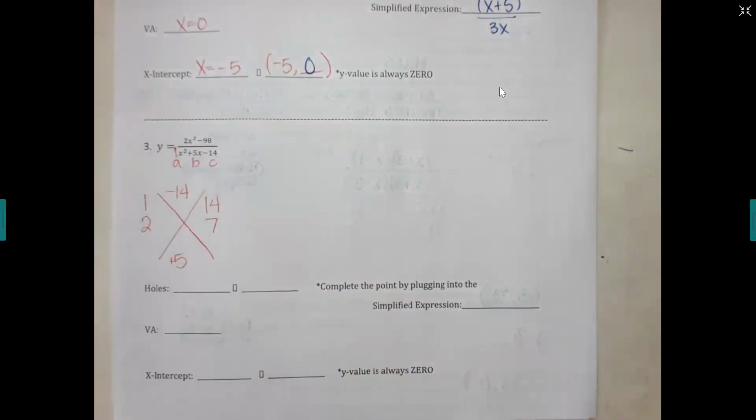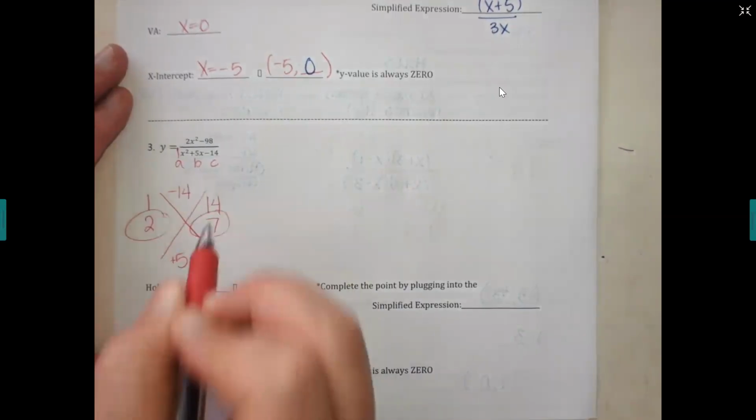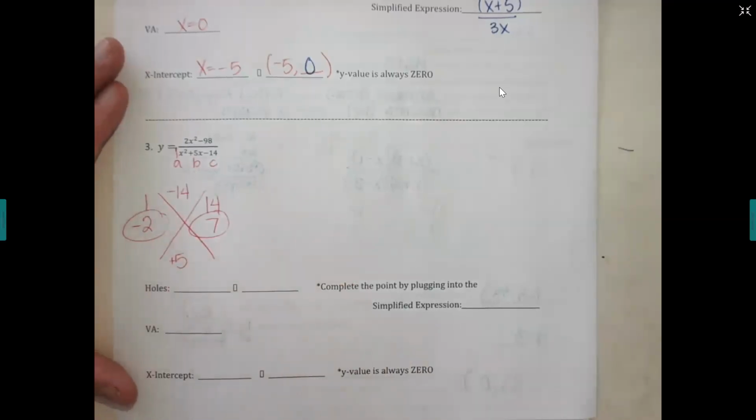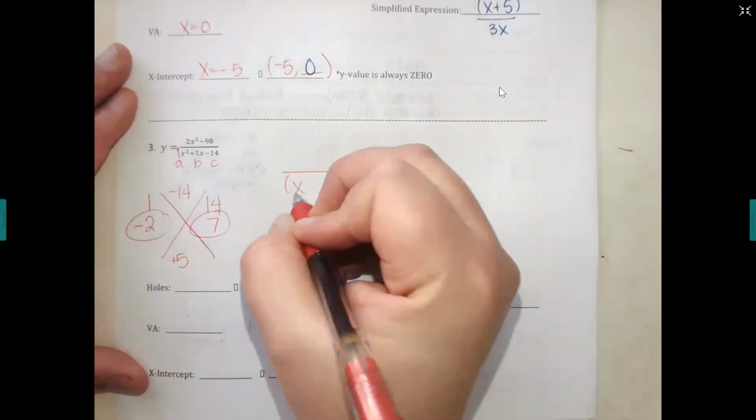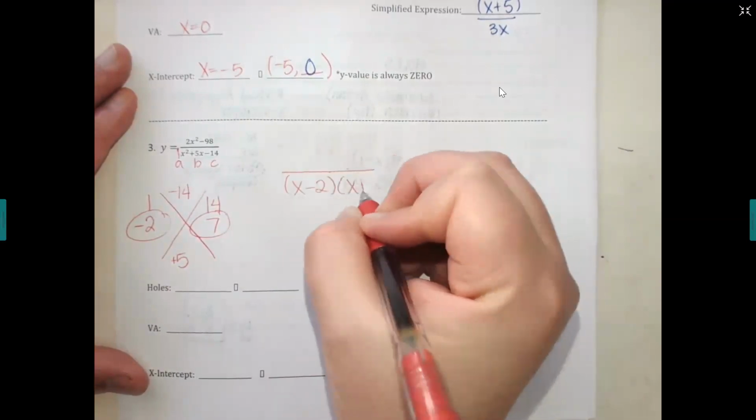Okay, I need numbers that will minus to give me 5. Who am I picking? 7 and 2. Where will I put the negative if I want to keep the 5 positive? The 7 or the 2? The 2 is correct. If my A is a 1, I'm done and I don't have to divide and slide, is it? Yes. So it'll be X minus 2 and X plus 7.